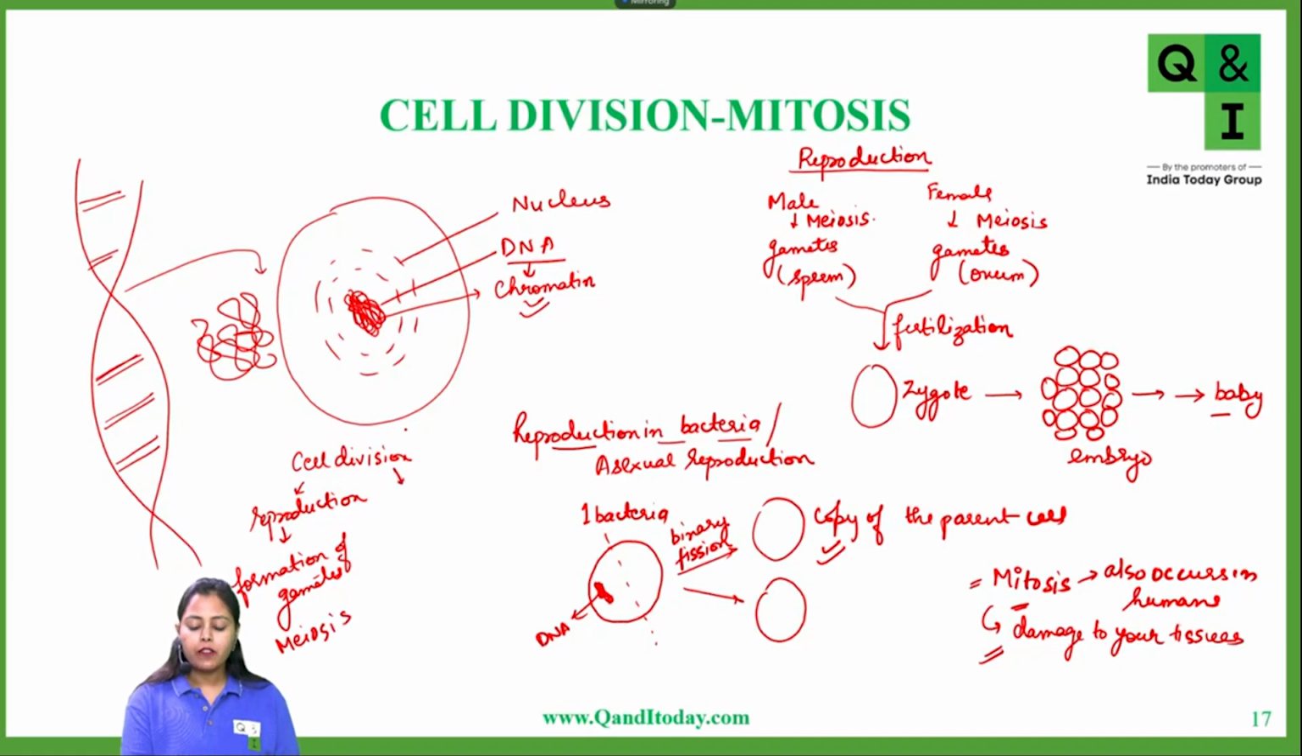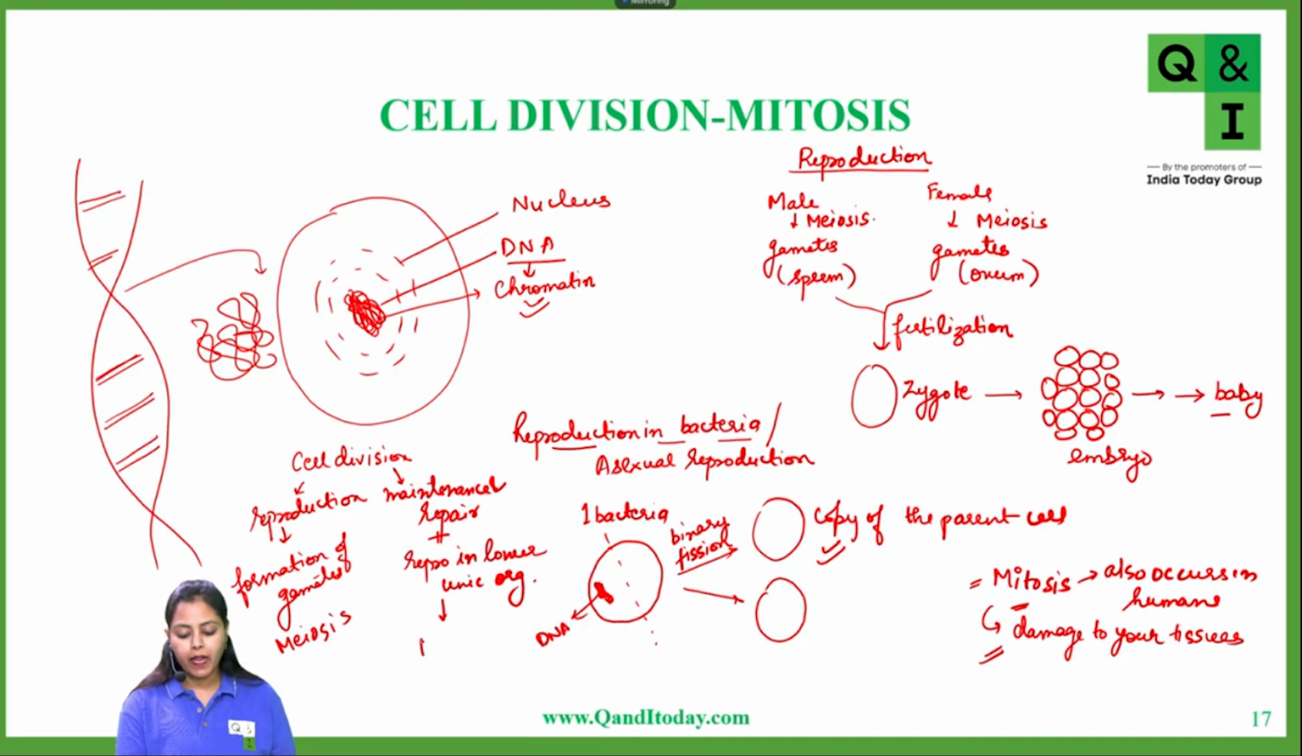However, cell division can also occur as a part of general maintenance and repair of the body. Also it can occur as the reproductive cycle in lower unicellular organisms. So in these two cases, the type of cell division occurring would always be mitosis.